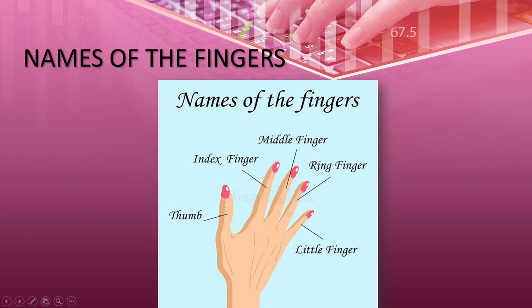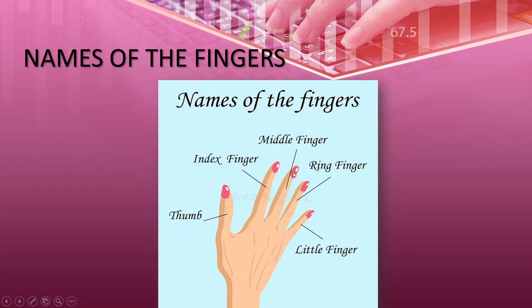Now see, this is the thumb, the first finger of both hands. I am showing the right hand only, but you can imagine the left hand also, so you can remember the fingers' names. The next finger is called the index finger.